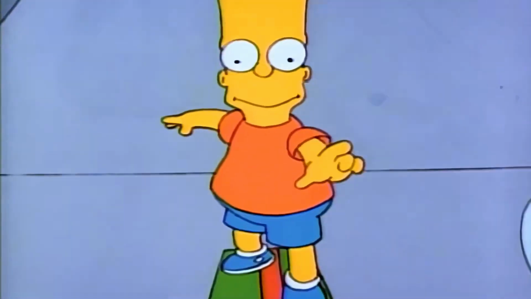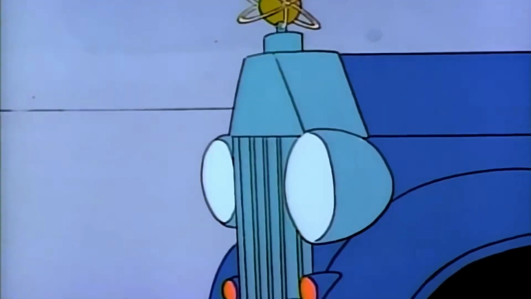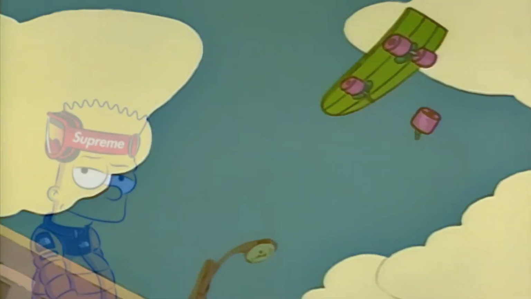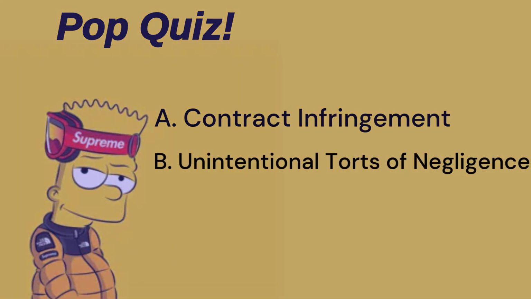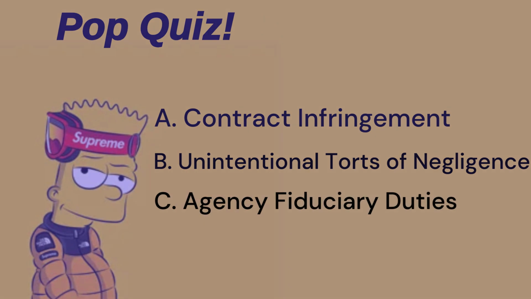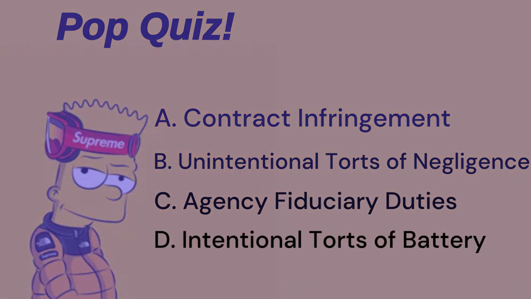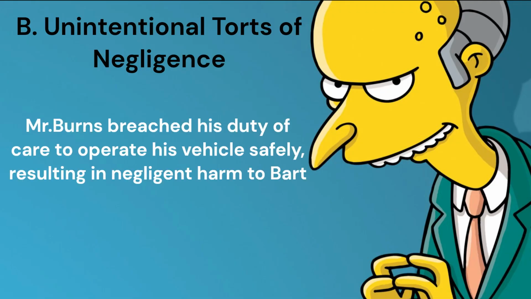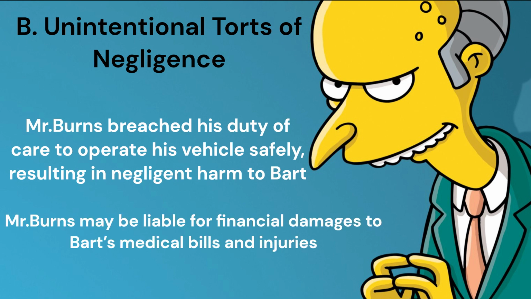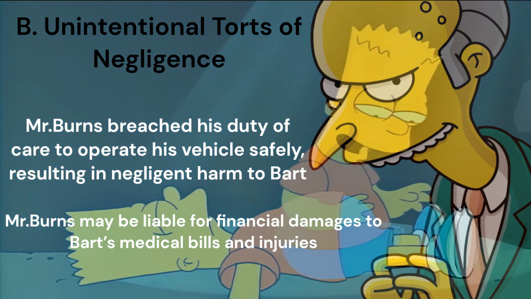Wow, that was rough. We just got a glimpse of our first law concept. Pop quiz. Did it have to do with A, contract infringement, B, unintentional torts of negligence, C, agency fiduciary duties, or D, intentional torts of battery? The correct answer is B, as Mr. Burns breached his duty of care to operate his vehicle safely, resulting in harm to Bart. Because of this, Mr. Burns may be liable for financial damages to Bart's medical bills and injuries.